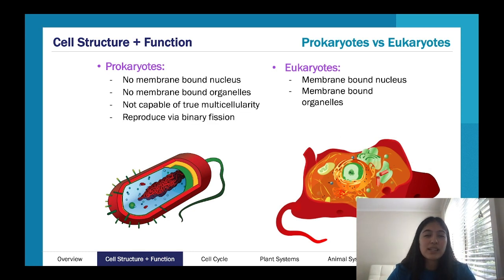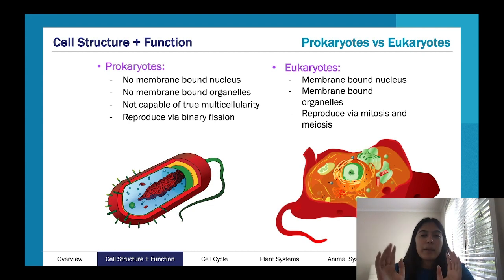Not capable of true multicellularity. Technically, we think of prokaryotes, definitely in the context of Bio 1-2 at least, as single-celled organisms. Eukaryotes we tend to think of as more multicellular, but be aware there are single-cell eukaryotes. So maybe put this as a difference a bit lower down your list, in terms of ones that jump to your mind.